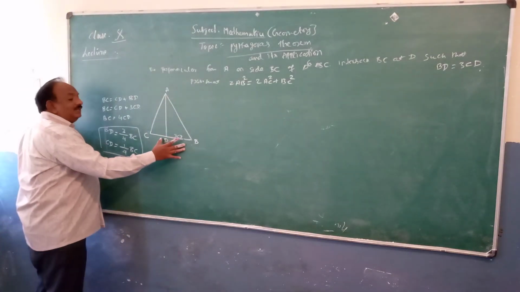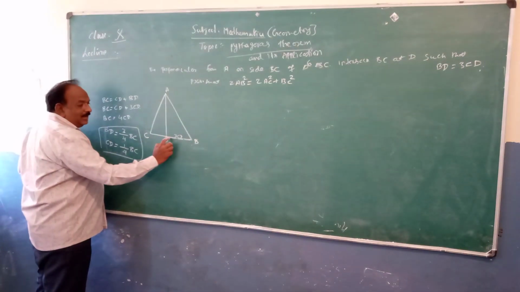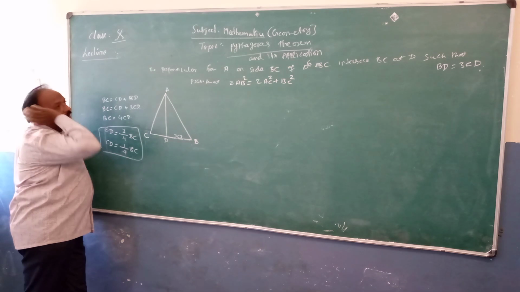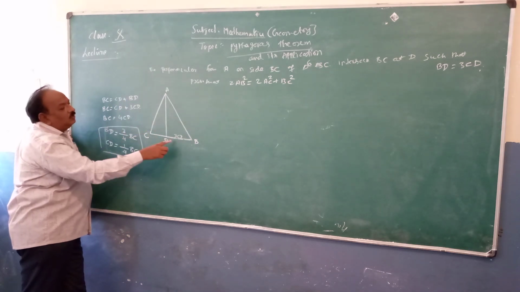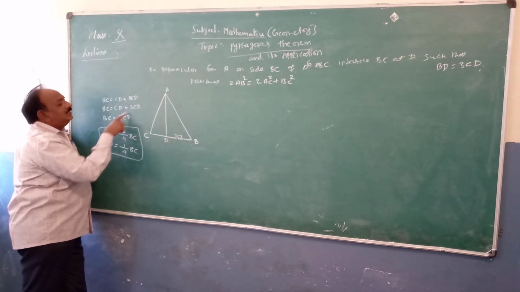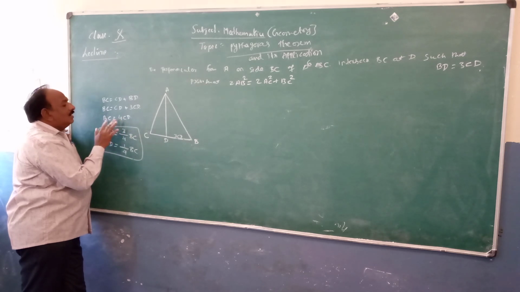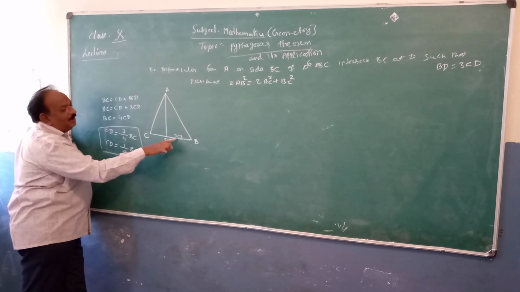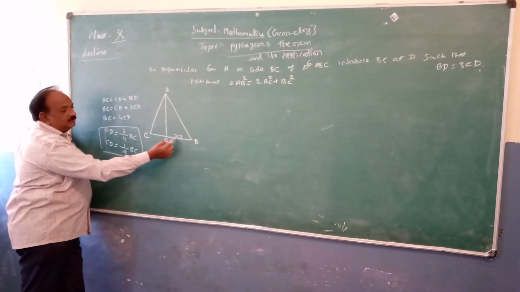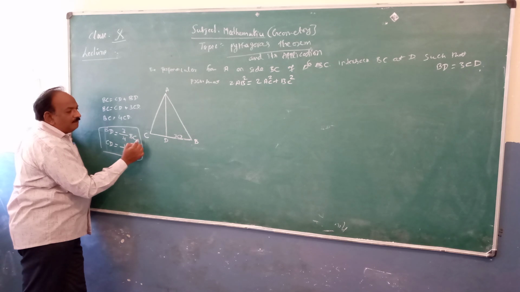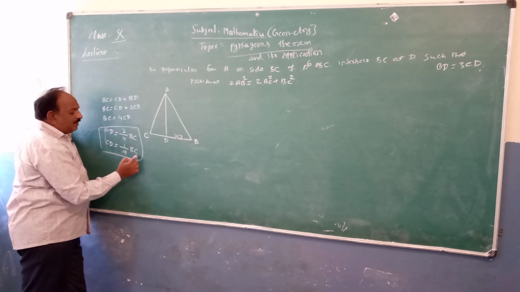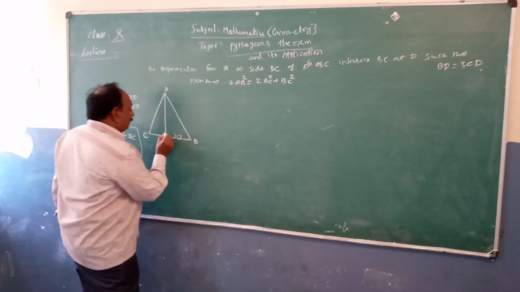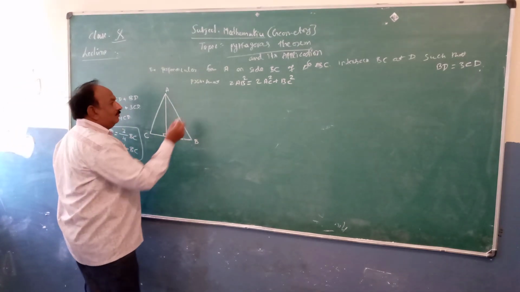So BC can be written as CD plus BD. CD as it is. What is BD? BD is equal to 3CD. CD plus 3CD, 4CD. BC has how many parts? 4CD part. Among 4CD part, BD is 3 by 4 of BC and CD is 1 by 4 of BC. You have to note down this. This is the perpendicular.